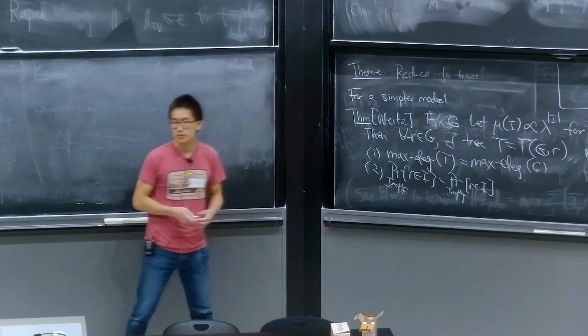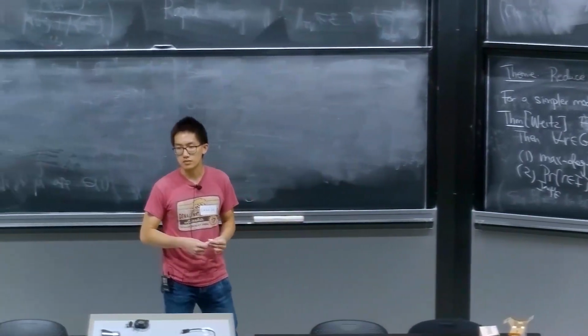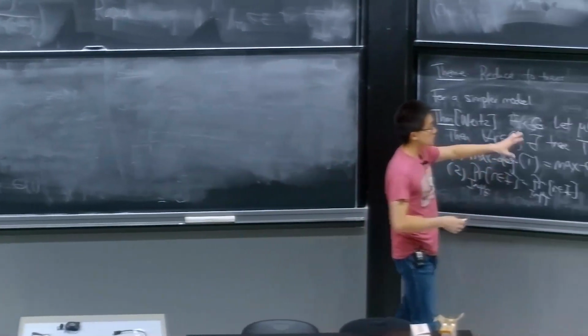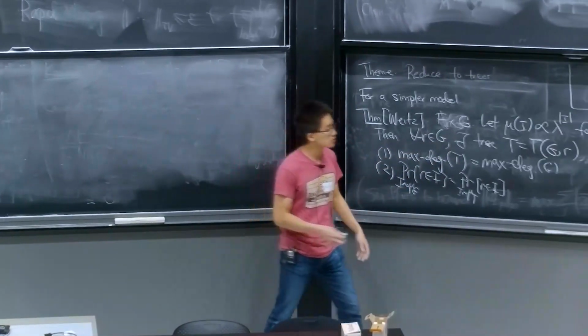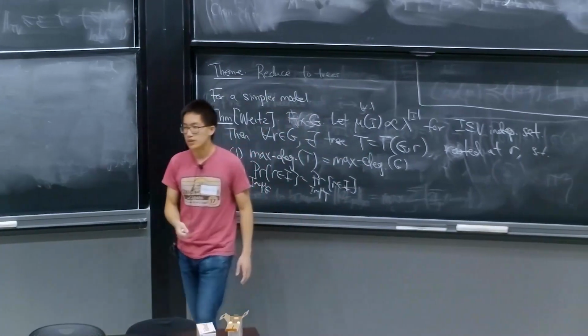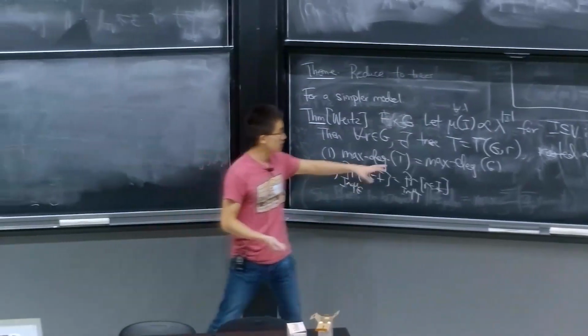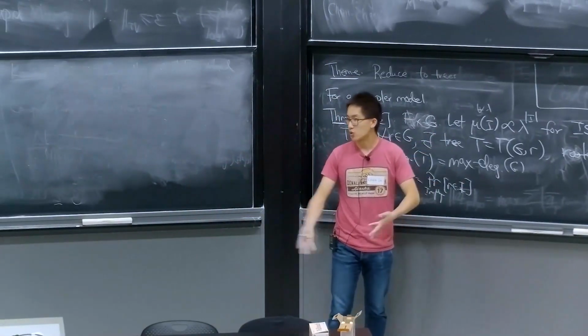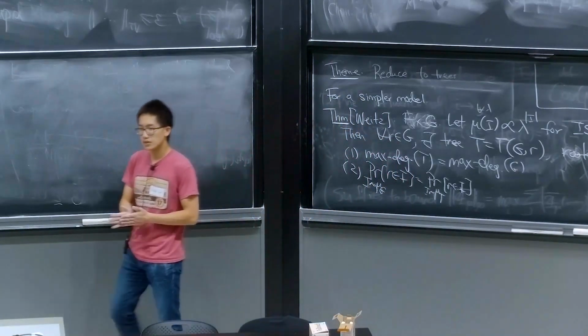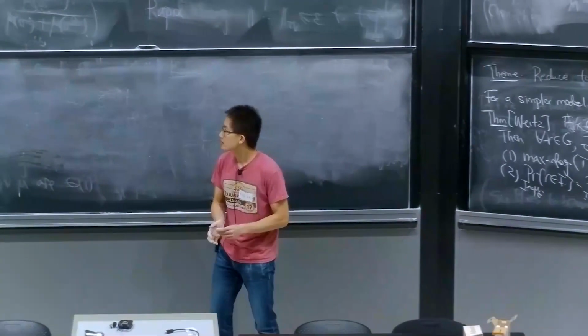Question: do you need any additional assumption on lambda? Does it hold for every lambda? Yeah, so this will hold for every lambda. But now it becomes a question of for what values of lambda do I have correlation decay in the tree. Yeah, good question. Okay. More questions? Okay.